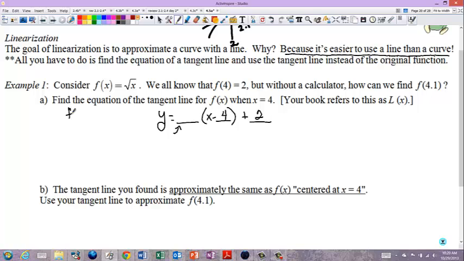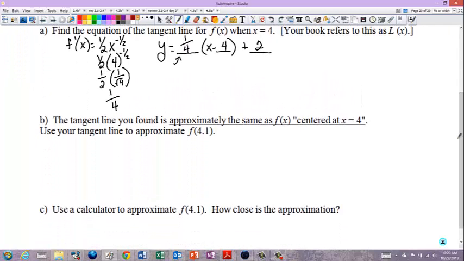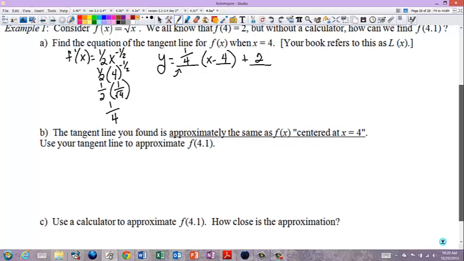So f prime of x would be 1/2 x to the negative 1/2. If we fill in 4, the negative moves it to the bottom, and it's the square root. So 1 over the square root of 4. So that's 1/2 times 1/2, which is 1/4. So there's my equation of my tangent line. And it says the tangent line you found is approximately the same as f of x centered at 4.